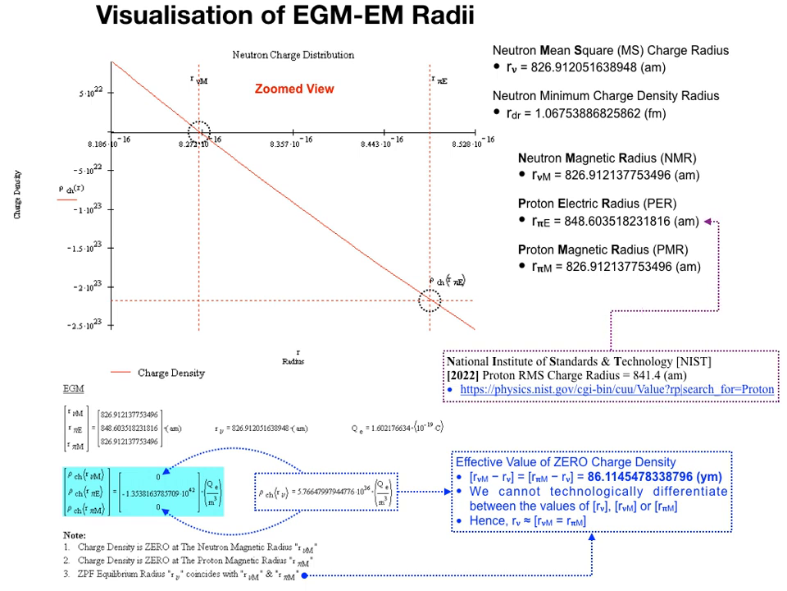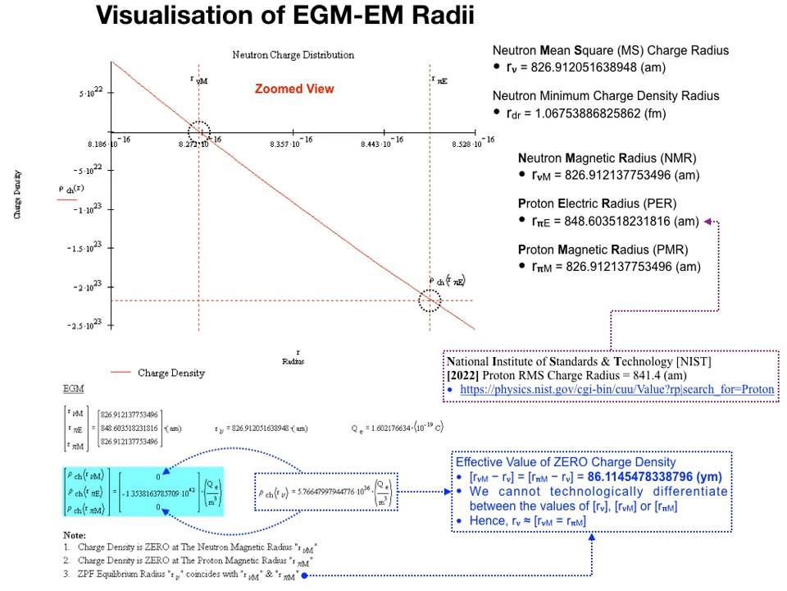The zero-point field equilibrium radius, r sub nu, equals the mean square charge radius, which also appears as r sub nu. Hence, r sub nu denotes two equivalent properties. The difference between the neutron magnetic radius and the neutron mean square charge radius is approximately 86 yoctometers. This means that we cannot technologically differentiate between them.